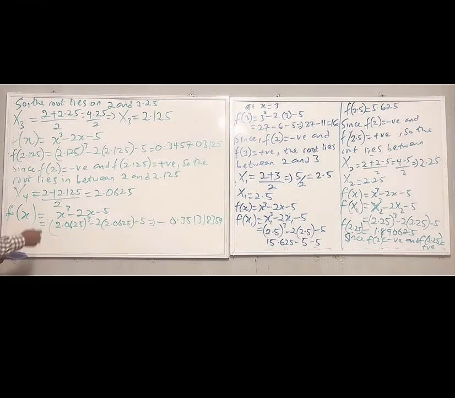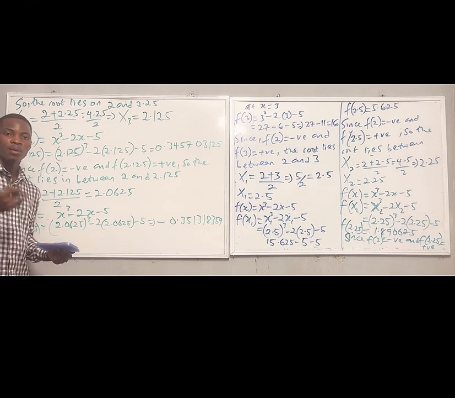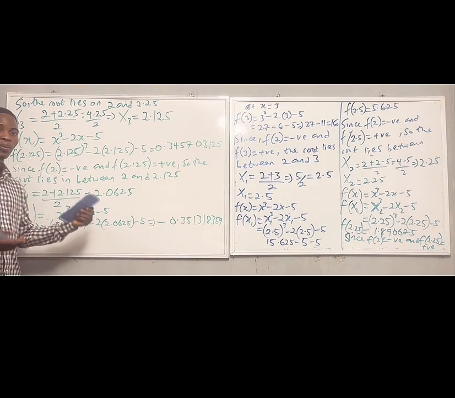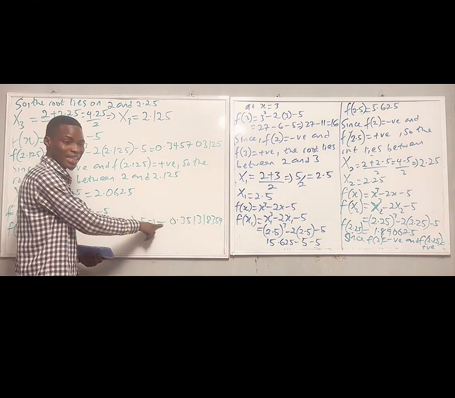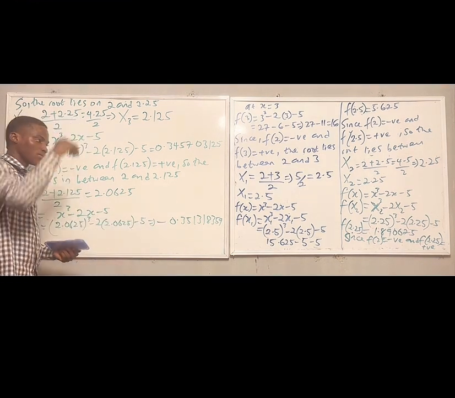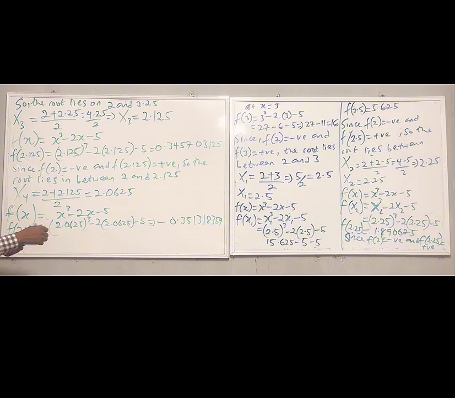So what next? What's f of 2.0625 giving? For me to get my S5, I have to find where my root lies. That is a plus b over 2. What I get is negative, so I have to go to my last positive. So where is my last positive? Yes, this is our last positive.